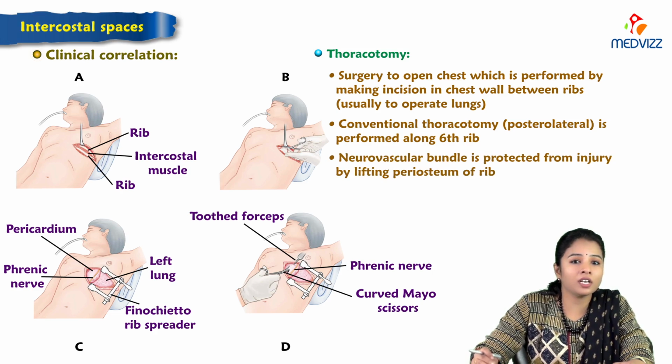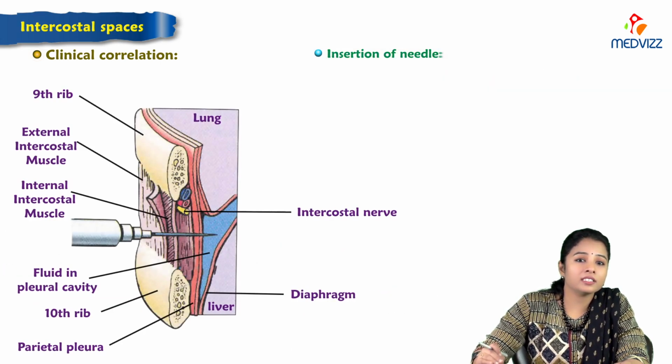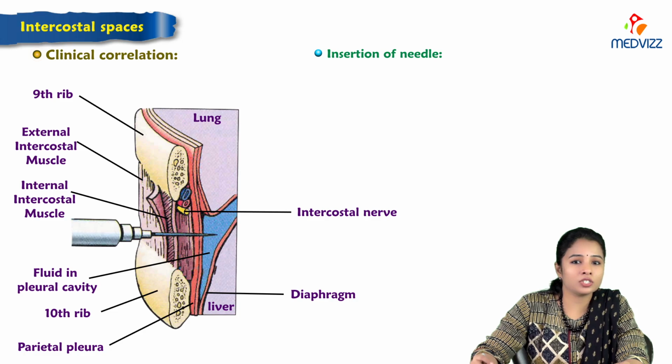So the neurovascular bundle is protected from the injury by lifting the periosteum of the rib. So that is about the thoracotomy procedure. Next, insertion of needle. How you insert the needle into the intercostal space.